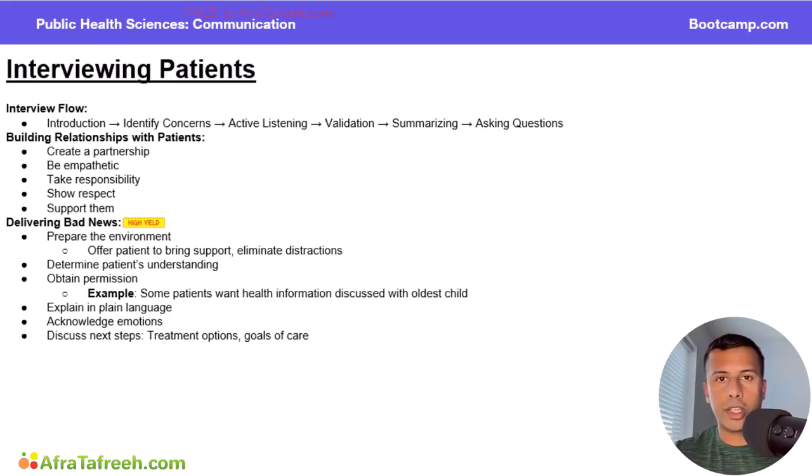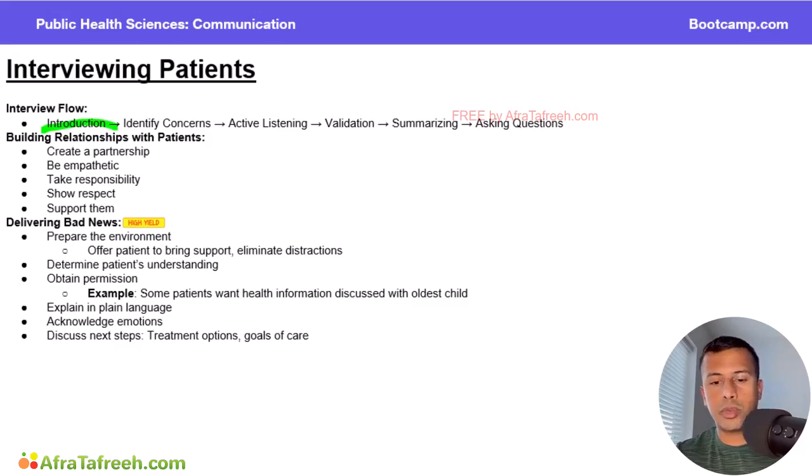We're going to go through a basic flow of the interview, and of course that's going to start with the introduction. The important things to note here: give your name, introduce yourself, ask the patient their name, how they want to be addressed, sit while you are talking to the patient, do not stand over them and try to convey superiority. All of these things are important to the introduction.